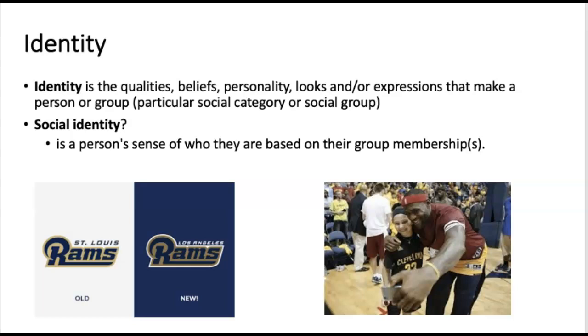Another interesting example is LeBron James. A lot of professional athletes normally have very strong loyalty to their teams. Like Michael Jordan, he played for the Chicago Bulls for many years. Kobe Bryant played for the Lakers for many years. Stephen Curry has also been playing for the Warriors for many years. Well, LeBron James is kind of different.